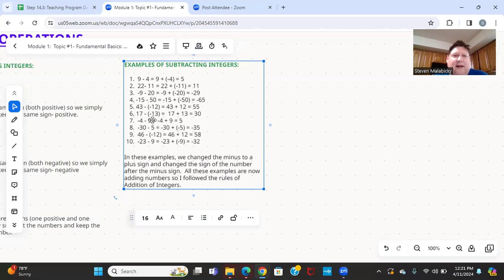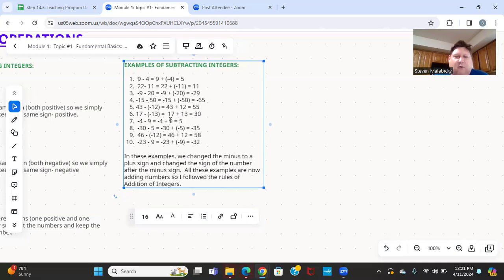Here's another minus minus, so we're going to write it plus plus. So 17 plus positive 13 is 30. Negative 4 minus 9 should be negative 4 plus a negative 9, which is negative 13.